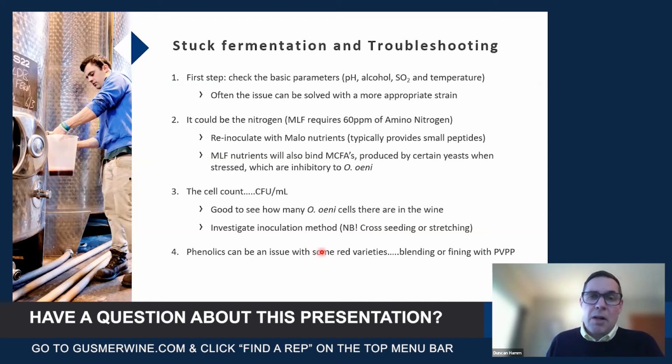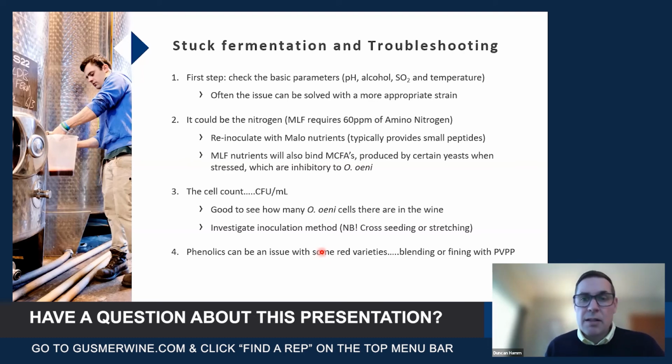Malonutrients will also bind medium chain fatty acids. So for certain styles, we actually recommend using a malonutrient just as part of the standard add, particularly if you're using a champagne style yeast, just because they will bind medium chain fatty acids. Plus, the champagne style yeast tend to be quite greedy on nitrogen, so the malonutrient will put back the amino nitrogen required for malo.